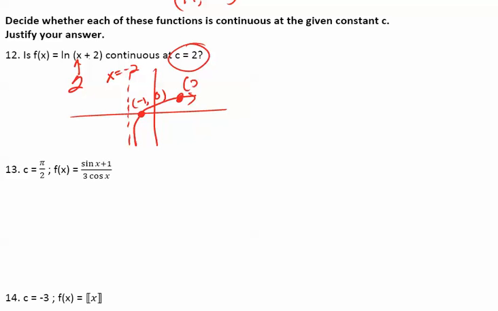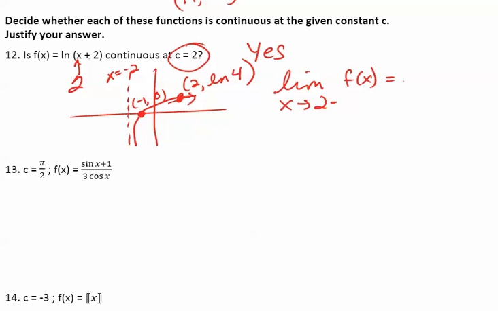So I think we can see that this point would be 2 natural log of 4, and I don't see any reason that it would not be continuous. The left-hand limit and the right-hand limit certainly match, so I would say yes. And if you were asked here again, technically you should say because the left-hand limit equals the right-hand limit.